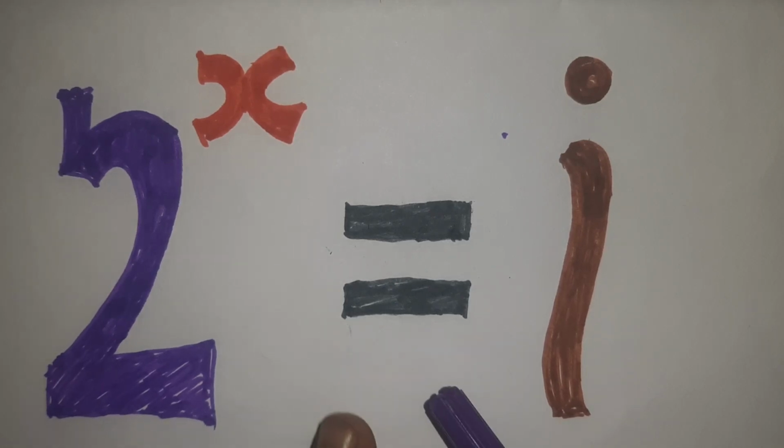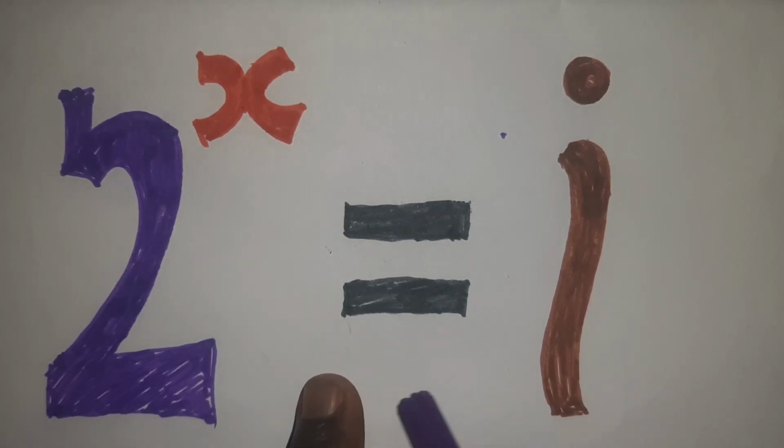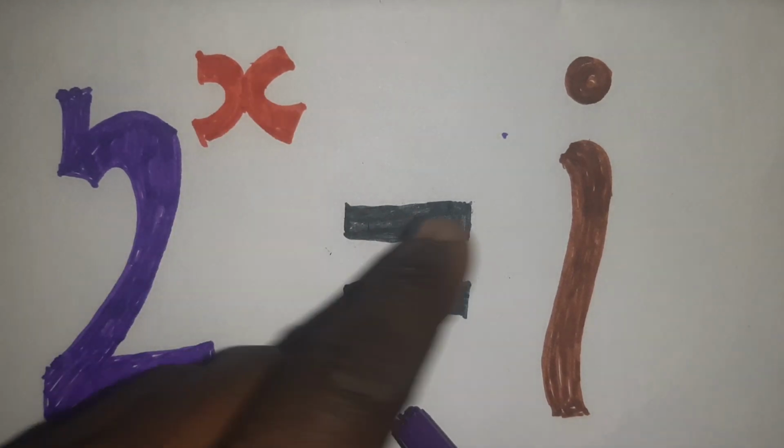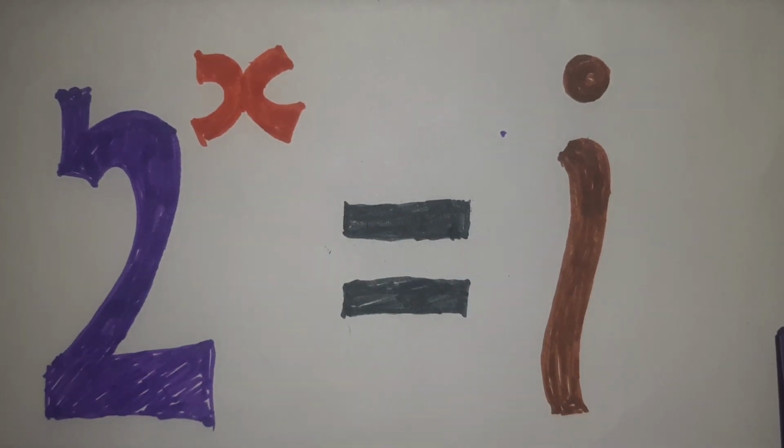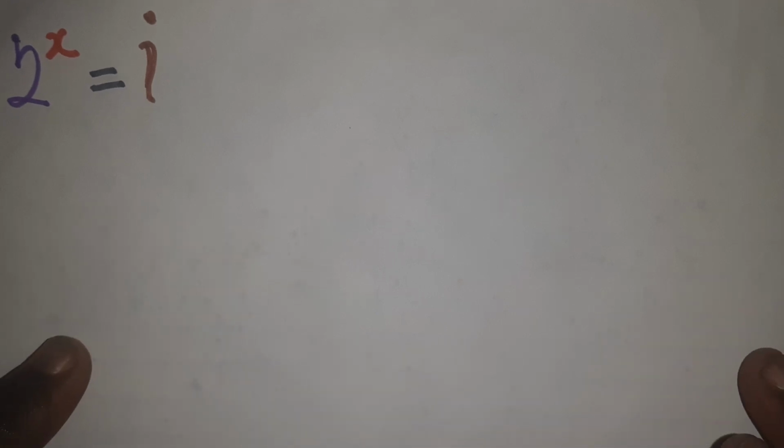Okay, so we have this interesting exponential equation containing the complex value i. So it is 2 raised to power x equals i. So let's dive in. We have 2 raised to power x equals i. We could apply log to the base e to both sides.